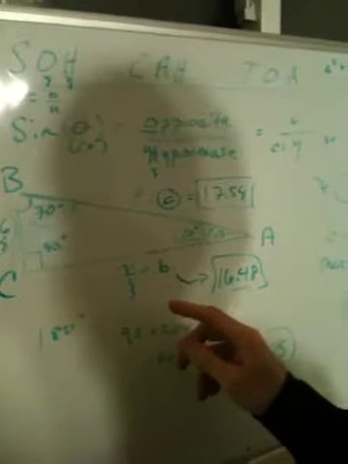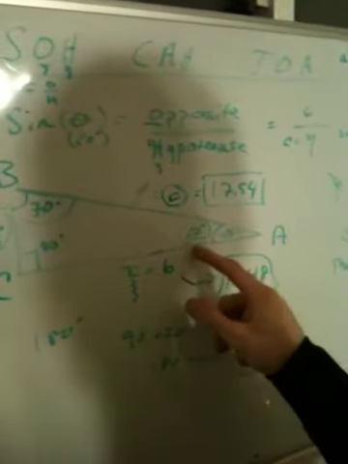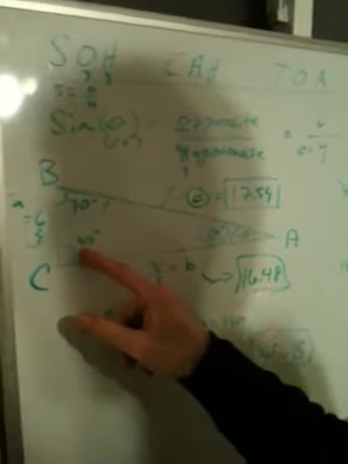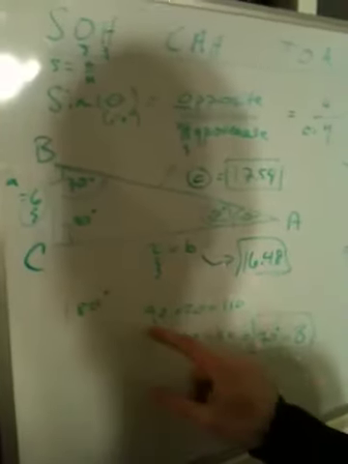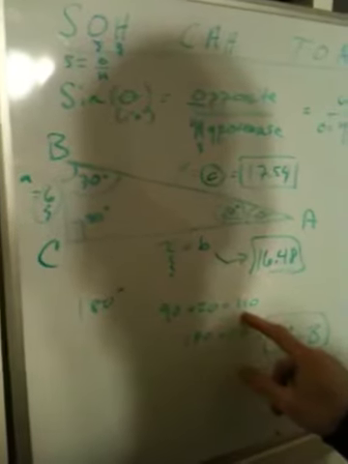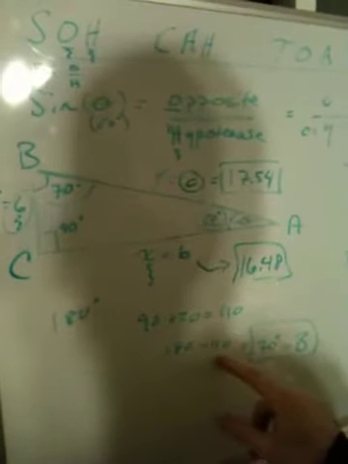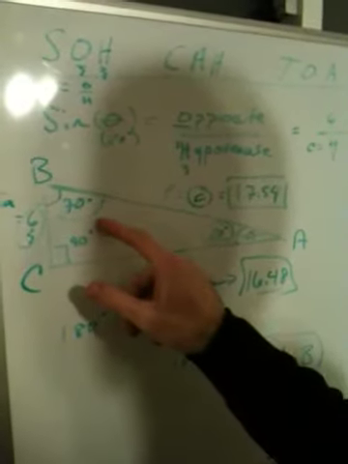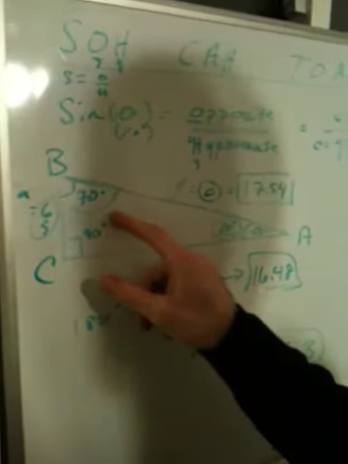So he was given 20 degrees, and obviously it's a right triangle, so we know that's 90. 90 plus 20 is 110, and 180 minus 110 is 70, so we know that 70 is the degree of B.